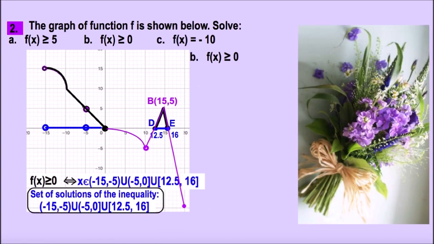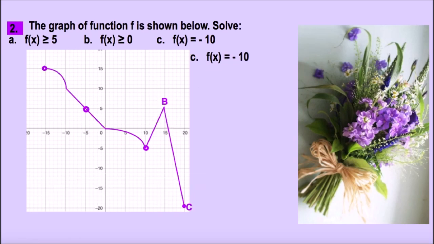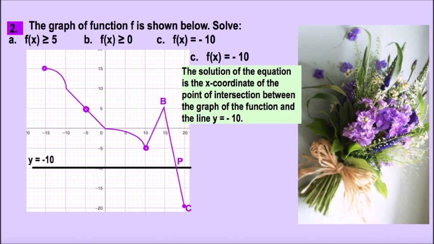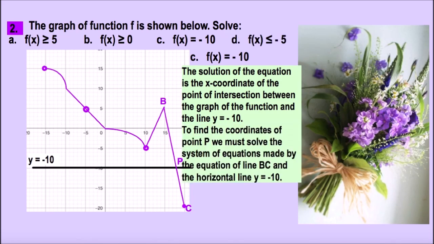Thus, the set of solutions of the inequality is open interval negative 15, negative 5, united with open interval 5, 0, closed interval, united with closed interval 12.5, 16. Part C, f of x equals negative 10. The solution of the equation is the x-coordinate of the point of intersection between the graph of the function and the line y equals negative 10.